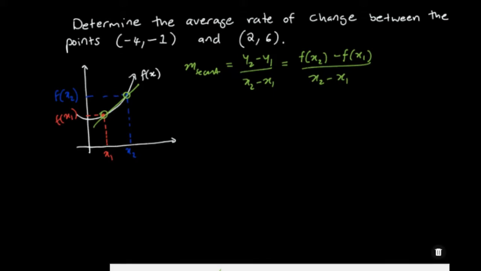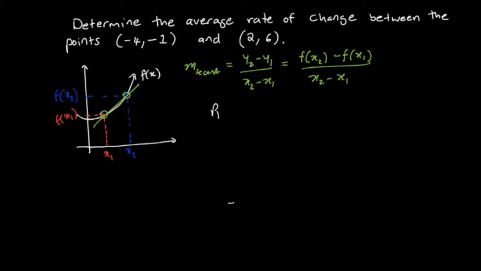Just for simplicity's sake, I'm going to make one of these points point 1. So I'm going to do -4, -1 as point 1. And for point 2, I'm going to use 2 and 6. These are the equivalent x and y values of each point. So this is x2 and this is y2. Okay, so this should be a 6 here.